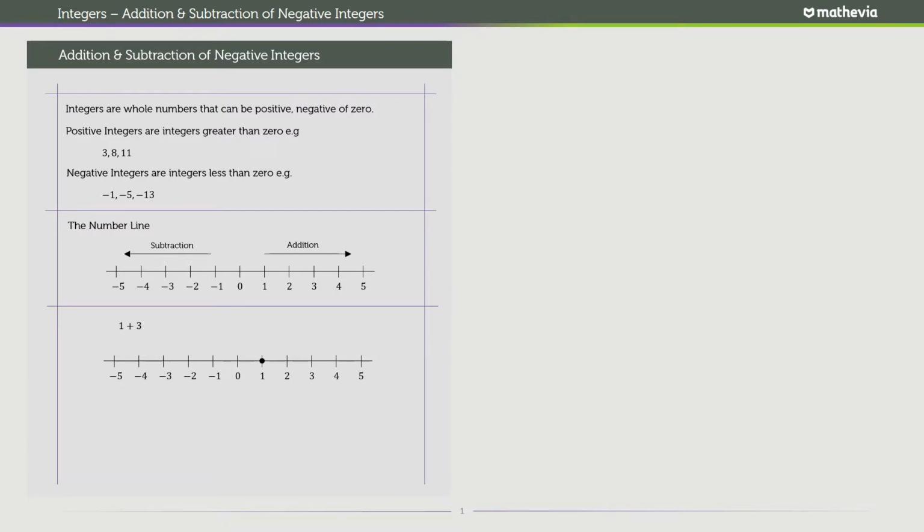And for addition, I'm going to move to the right. Here's what I do: I move 3 times to the right. So I start from 1, the point 1, and I move 3 times to the right. I do this: 1, 2, 3. Basically you see I land on 4, and very simply 1 plus 3 equals 4. Simple. Now let's do another one.